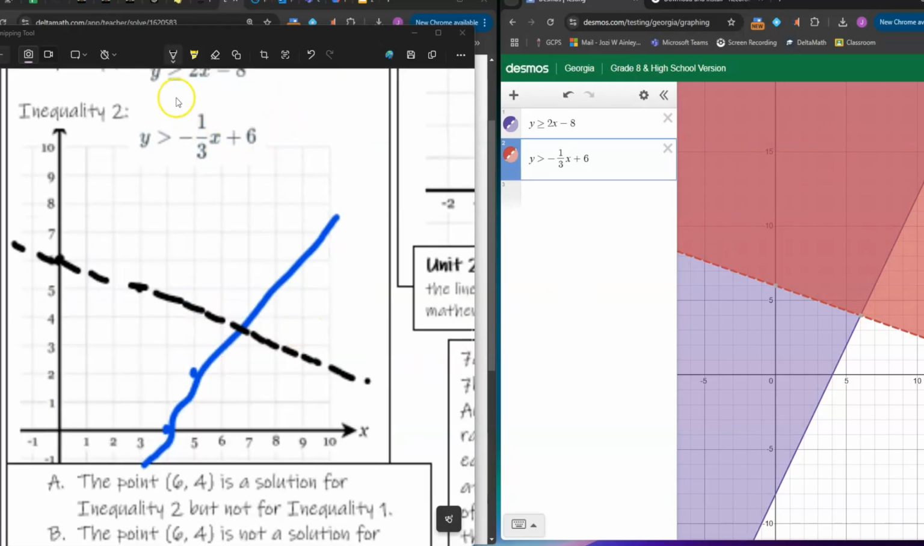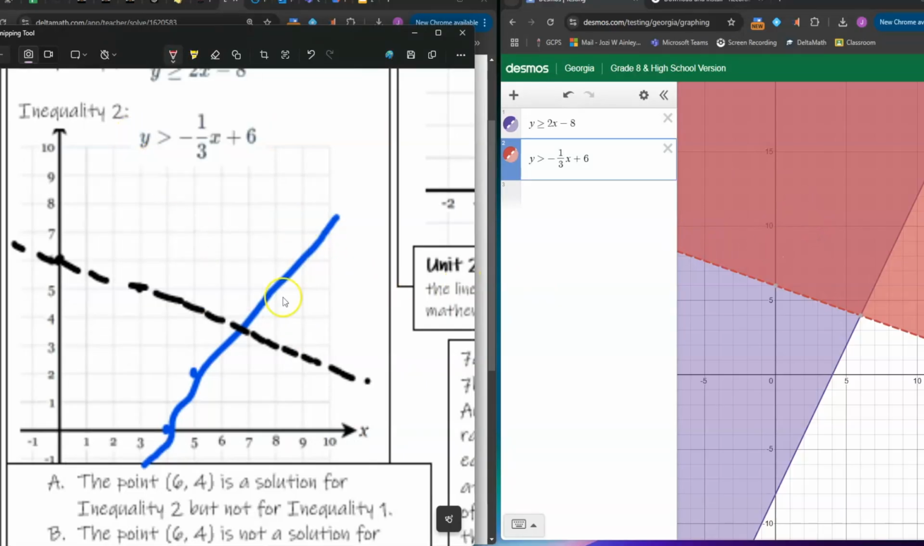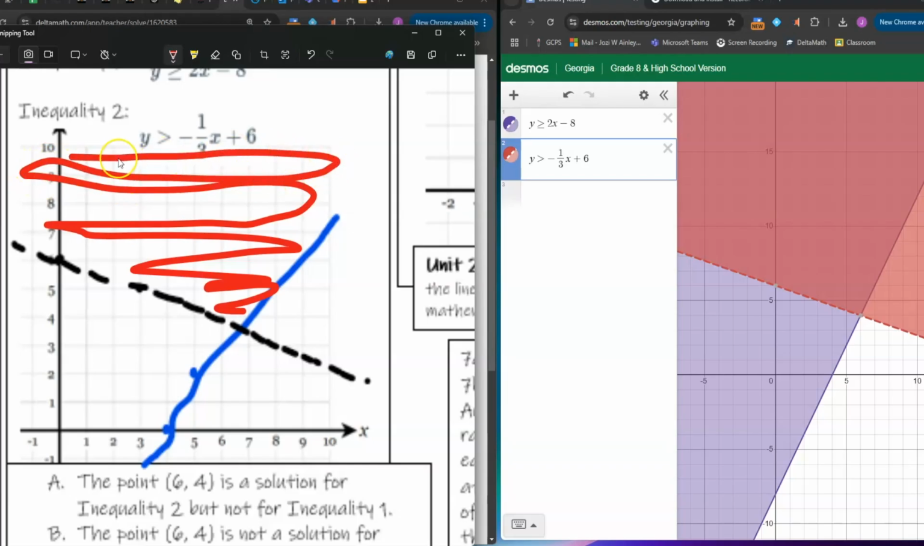So when I go ahead and put my shading in there, I'm only putting the overlap. So I'm only putting this part right here. And oh my gosh, my shading is so bad, but it's okay, you get the point. So anything in here, stay away from the dotted line.